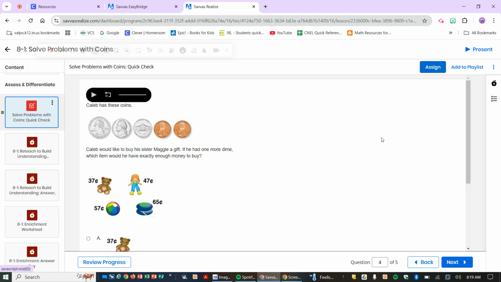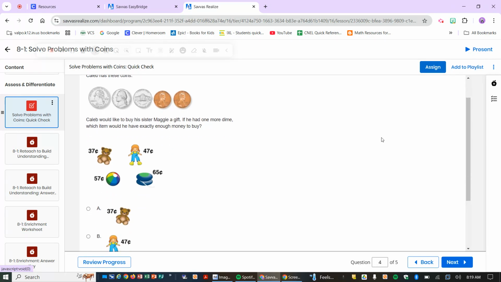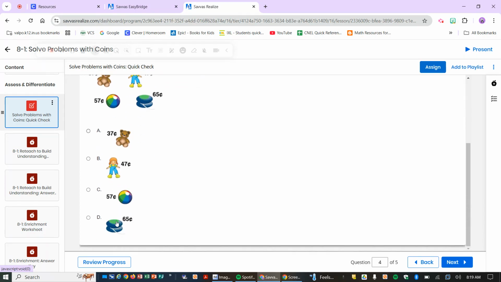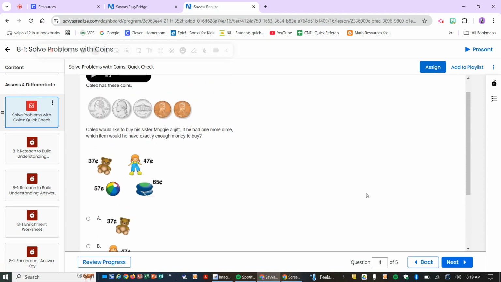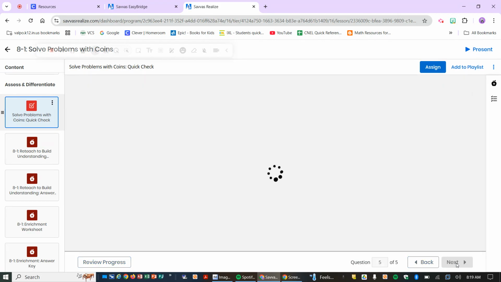Number 4, Caleb has these coins. He would like to buy his sister Maggie a gift. If he had one more dime, which item would he have exactly enough money to buy? So this is asking us to add up these coins and then imagine that we had 10 more cents. Which one of these would he be able to afford? So these coins plus 10, that's what a dime is worth. Which one could he afford then?